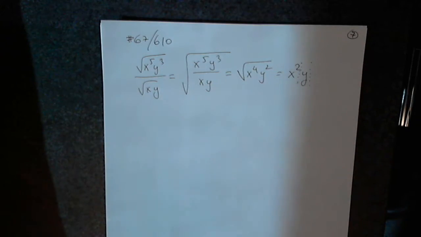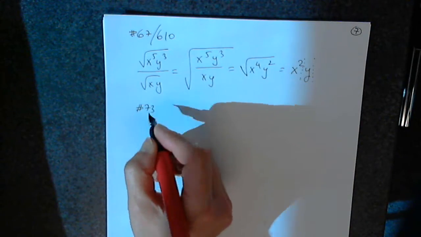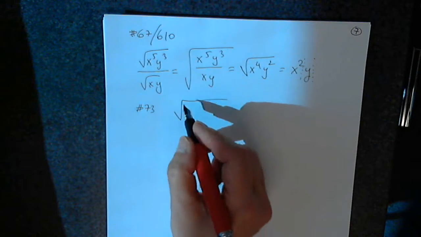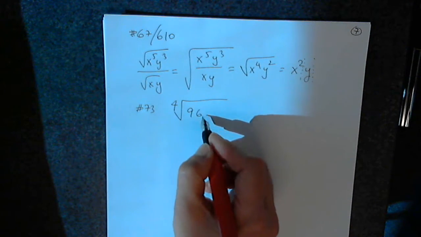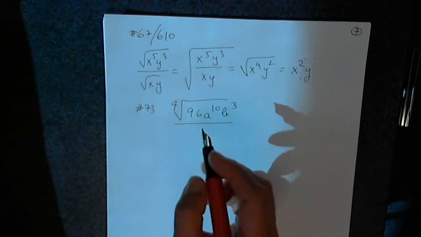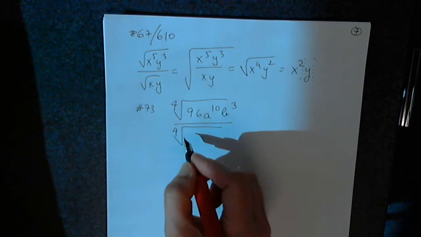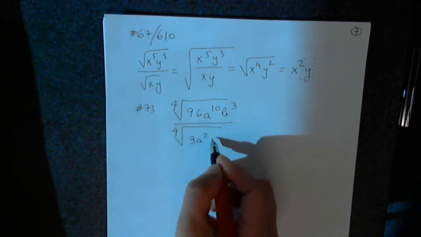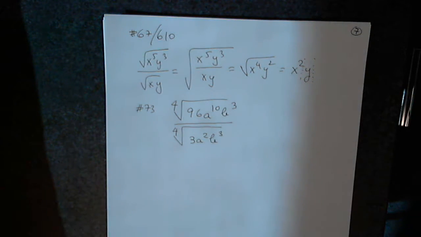Okay, 73. In 73, we have the fourth root of 96, a to the 10th, b to the third, everything divided by the fourth root of 3a squared, b to the third.